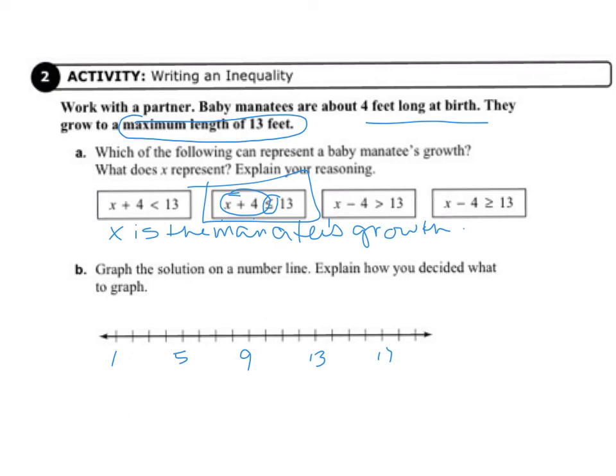So we don't want to put a circle or a dot on the 13 on our number line. We want to put our dot on the 13 minus the 4 that they started at. So 13 minus 4 equals 9. So we're going to put our circle there and close it up because this is a less than or equal to, and then we're going to go to the left because that's the direction that our inequality sign is pointing, and then we've got our graph.